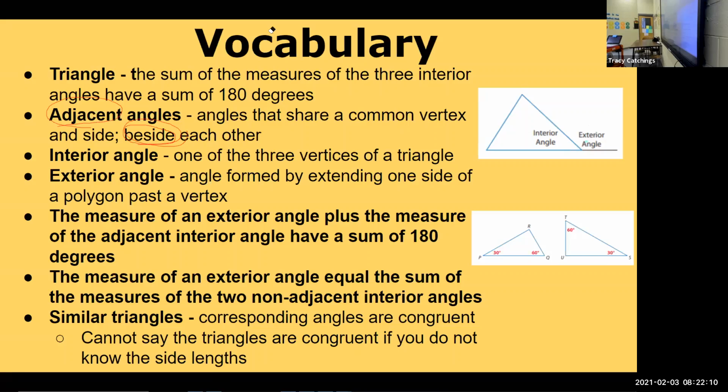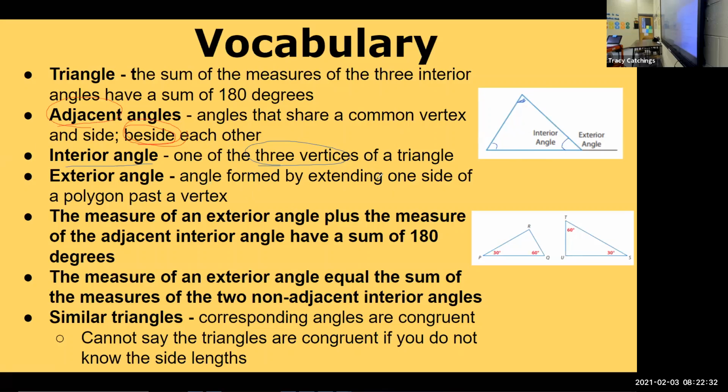All right, someone tell us about an interior angle. One of the three vertices of a triangle. An interior angle is any of the three vertices of that triangle, or any angle on the inside. As the picture shows, that is one interior angle, but all three would be considered interior angles.